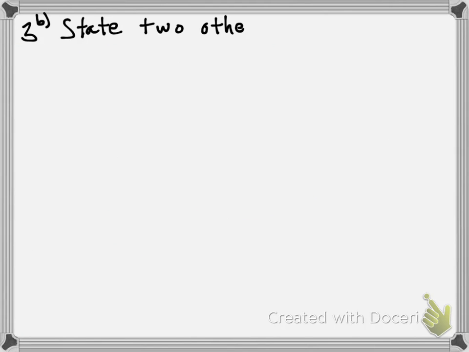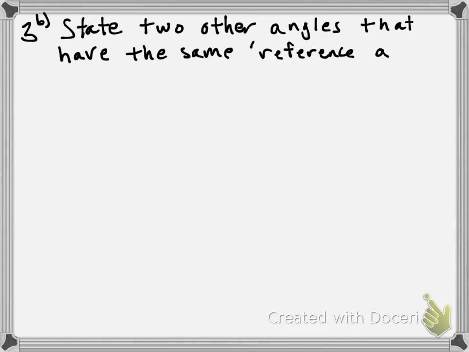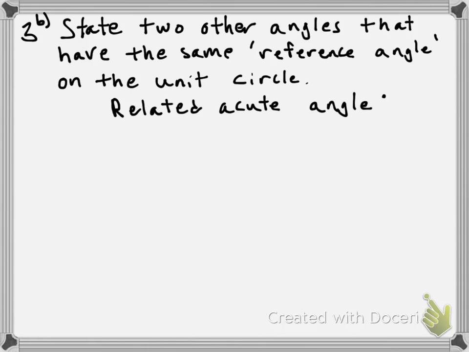3b says, state two other angles that have the same reference angle, or related acute angle, on the unit circle. So we were dealing with a 225 degree angle in 3a. We want to find two other angles that are going to have a 45 degree related acute angle. Okay, so let me just draw out another diagram. Well, actually, before I get to the diagram, we know that our related acute angle is 45 degrees.